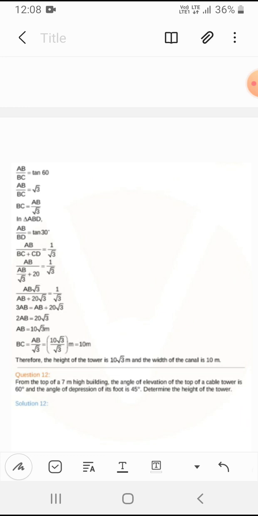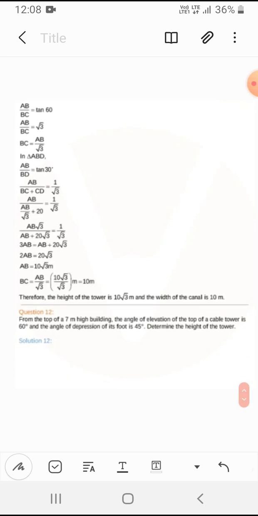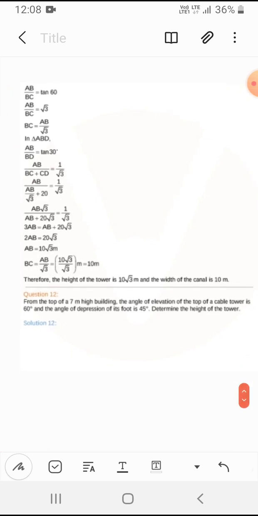So when we solve this, we will get 1 by root 3, 3AB is equal to AB plus 20 root 3. When we solve this, we get 2AB is equal to 20 root 3, and AB is equal to 10 root 3. So therefore AB is equal to 10. Root 3 cancel. So the height of the canal is 10 meter.